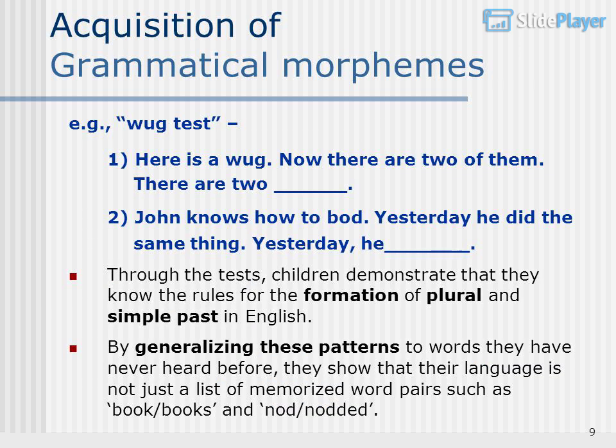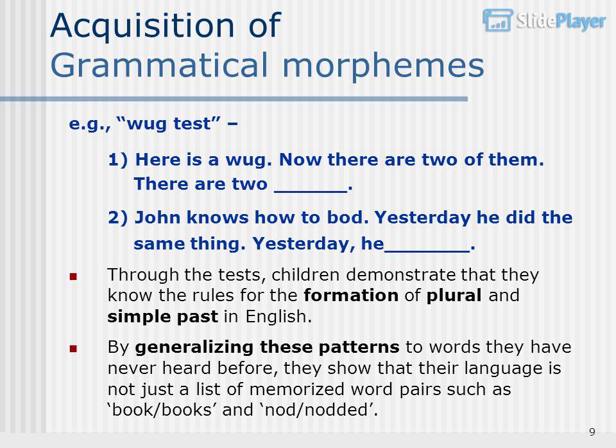Acquisition of grammatical morphemes. For example, the wug test. 1. Here is a wug. Now there are 2 of them. There are 2 ___. 2. John knows how to bod. Yesterday he did the same thing. Yesterday, he ___.